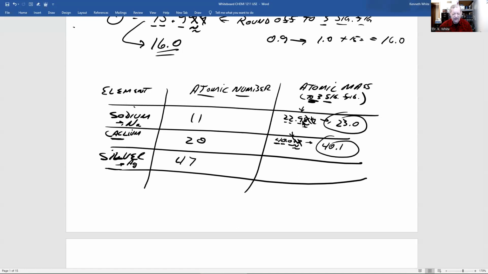Atomic number 47, atomic weight, but for my class, you have to round off all atomic masses or weights to three significant figures. I'll let you do that. Your turn.